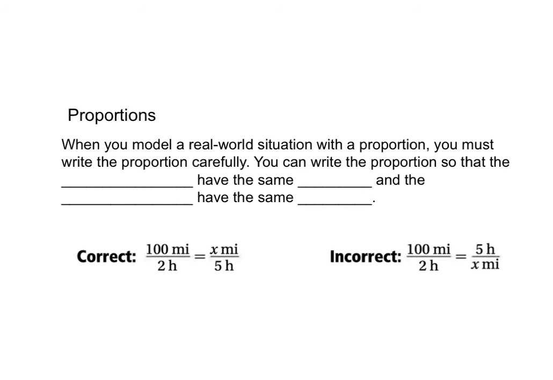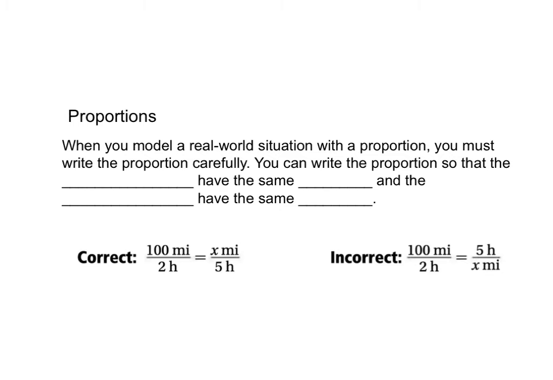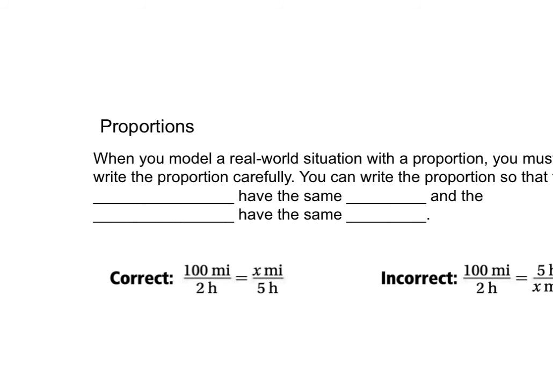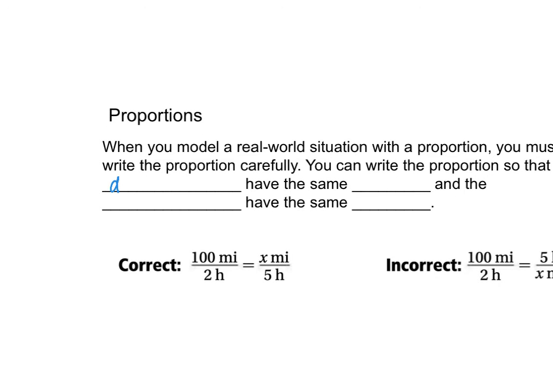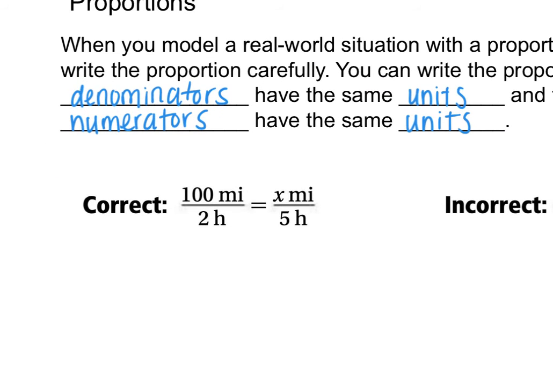Proportions. When you model a real-world situation with a proportion, you must write the proportion carefully. You can write the proportion so that the denominators have the same units and the numerators have the same units. Okay, so over here we have a correct example. We have 100 miles per 2 hours is equal to X miles per 5 hours.